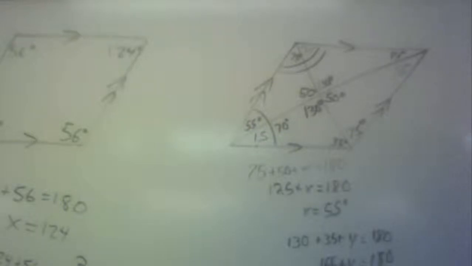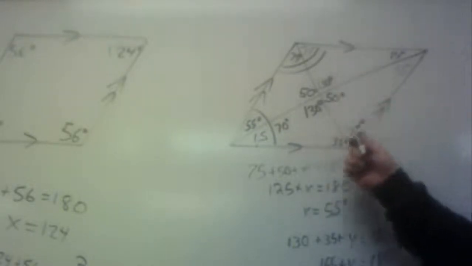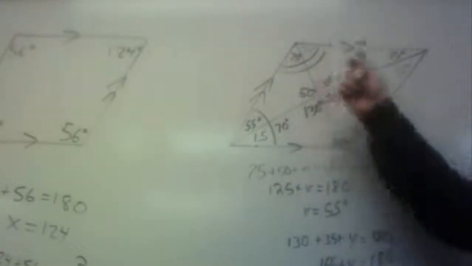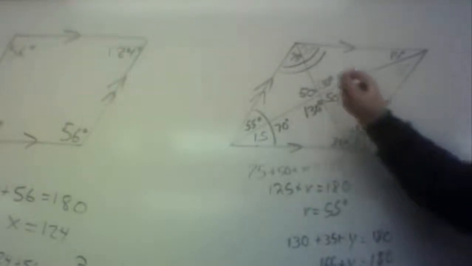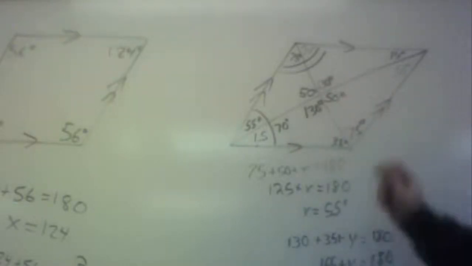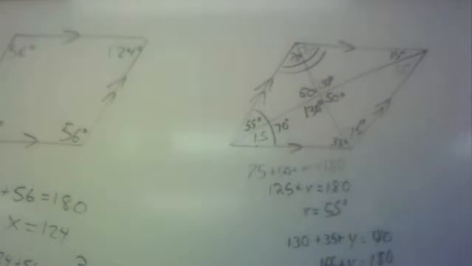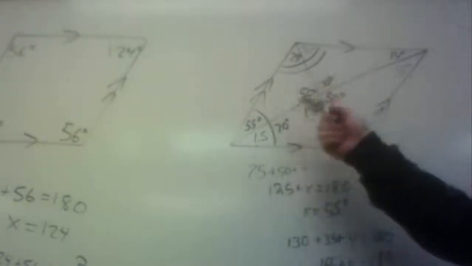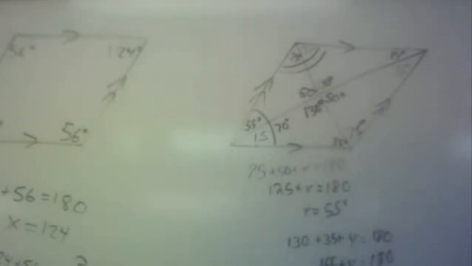You can use alternate interior angles like 75 and 75 here. 35 and 35. You should be able to use linear pairs, 130 and 50. Vertical angles, 50 and 50. Consecutive interior angles add to be 180. These are all tricks to find out all of the angles.